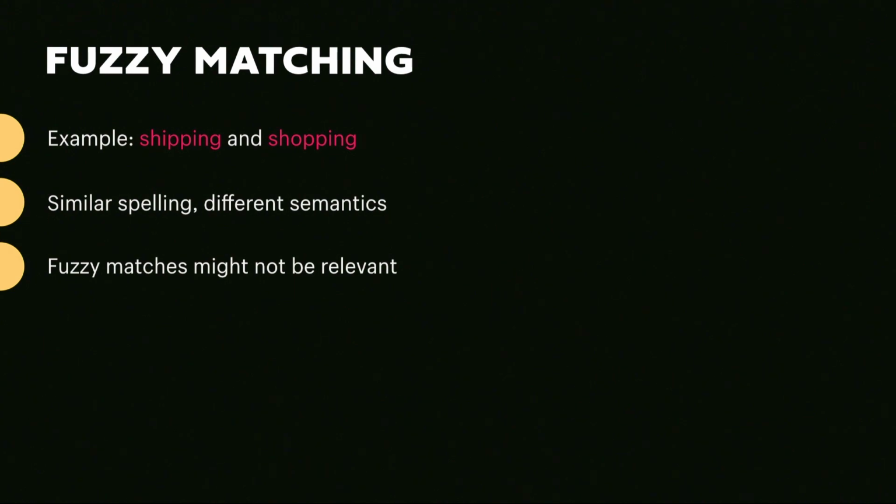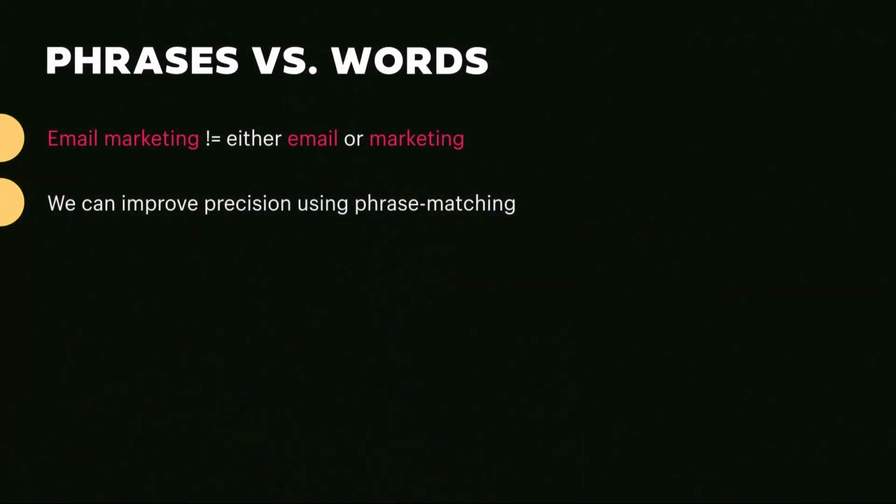Okay, so we saw two examples where we improved on recall. That is, we wanted to make sure that all relevant apps are found. Let's see an example where we talk about improving precision, making sure that only relevant apps are found. Searching for a phrase like email marketing is very different than searching for email or marketing on their own. And the common technique to improve precision in this case is to use phrase matching. That is, match on a full phrase, not on individual words.